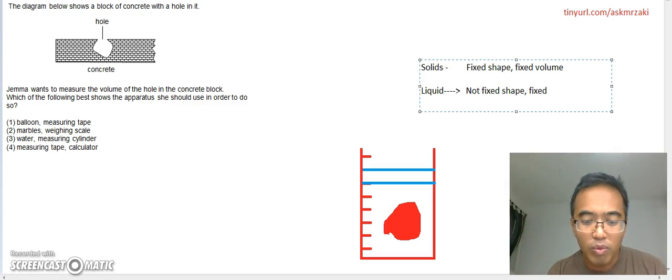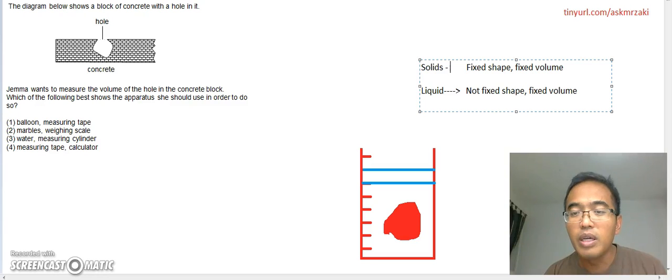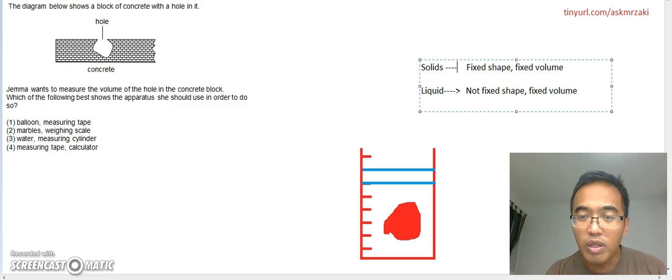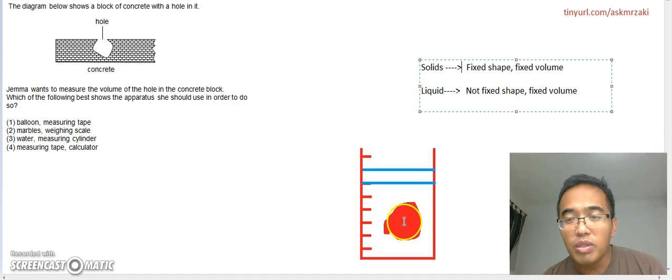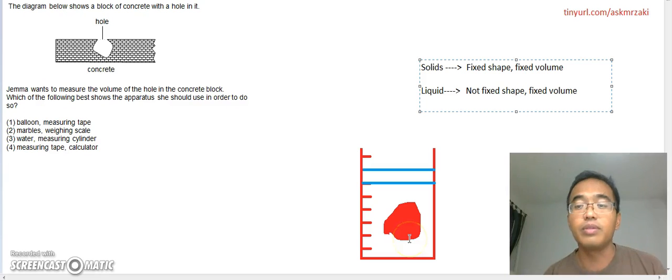So a fixed volume added to a fixed volume gives what we call a total volume. Because liquids have fixed volume and solids have fixed volume, the two volumes added together will give you this rise in water. So the new level of water minus the original level of water is what gives the volume of the irregular shaped stone.